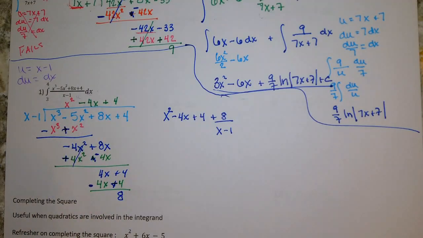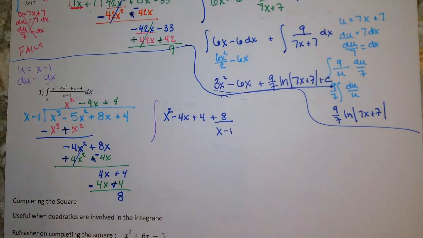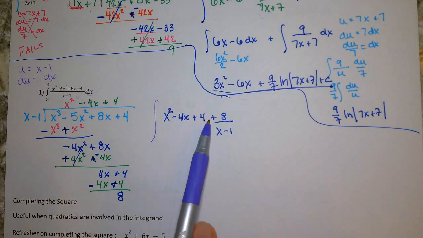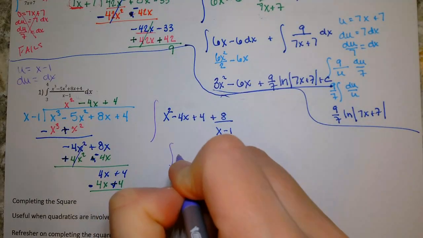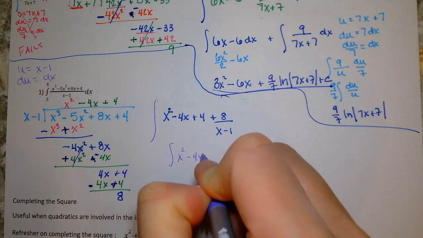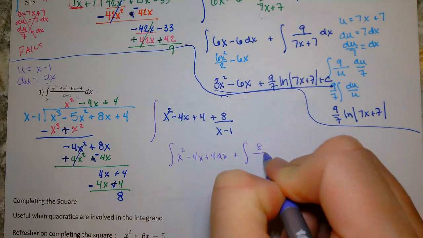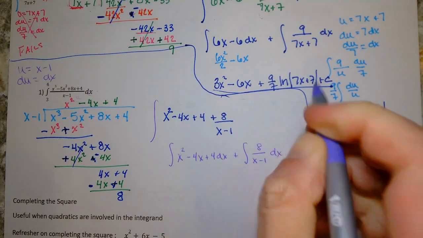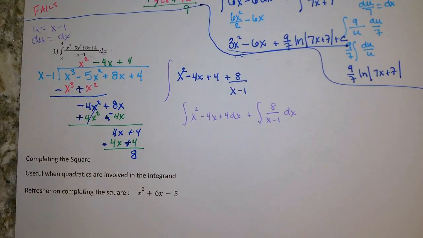Okay, so now I'm ready to integrate my answer. So I'm going to slap an integral around the whole thing, and then I'm going to say, this is power rule, this is not. So I'm going to break it up. So I'm going to integrate x squared minus 4x plus 4 dx plus the integral of 8 over x minus 1 dx. Again, let's pause it and compare. So put 2 minutes on the clock or so.